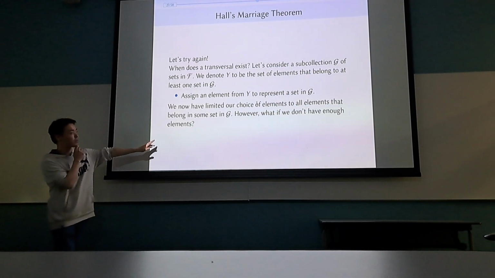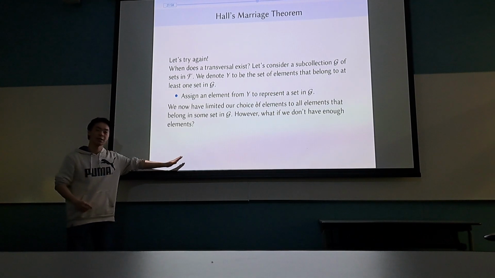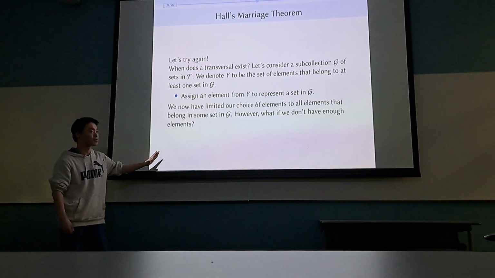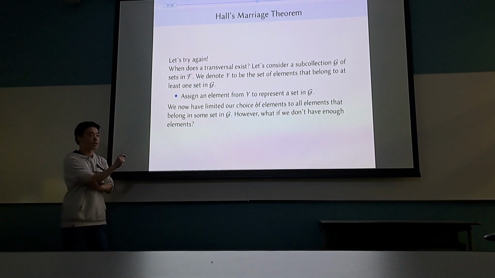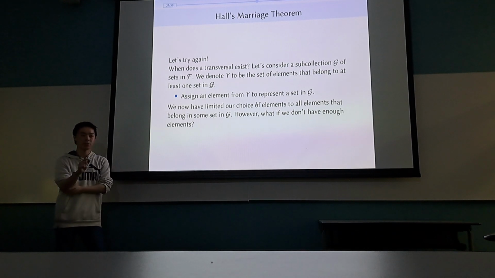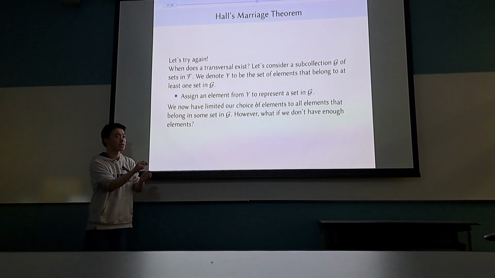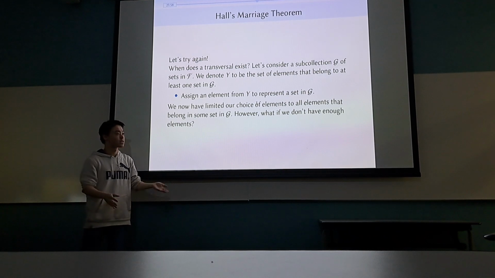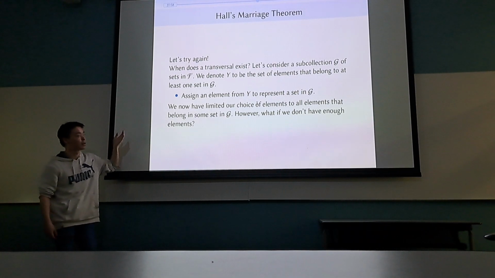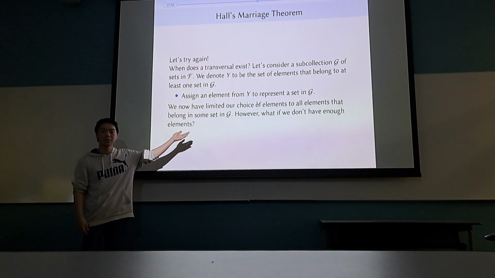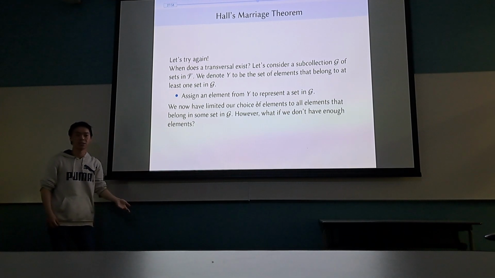Even though we have limited our choice of elements, the issue here is, what if we don't actually have enough elements to choose? What if instead of choosing distinct elements, we choose one element to represent multiple sets? So what we want to do now is place a condition on maybe the size of Y, such that a transversal is always guaranteed to exist.